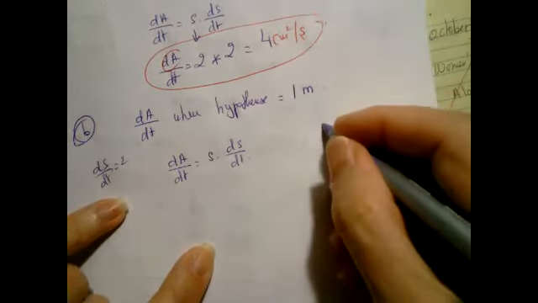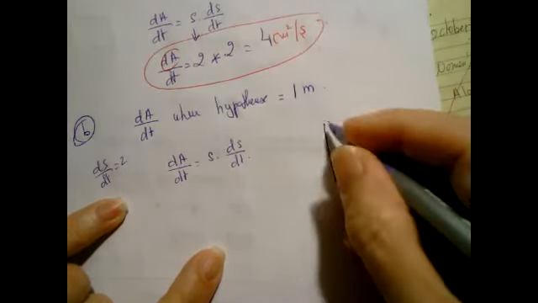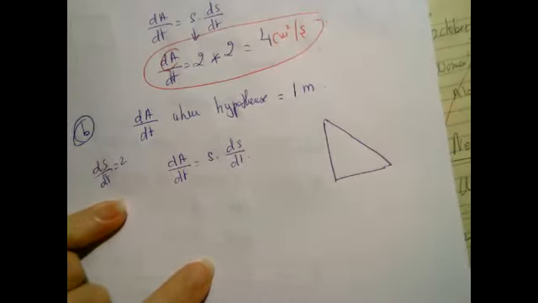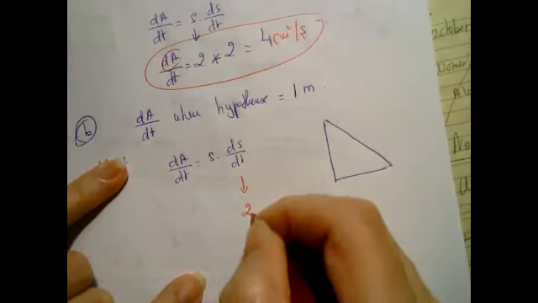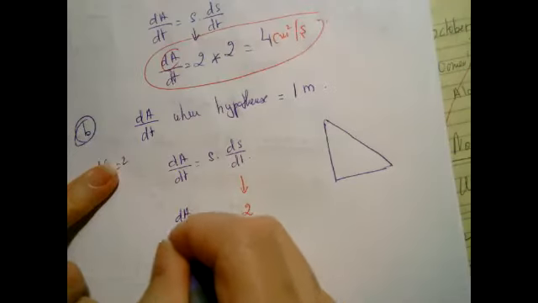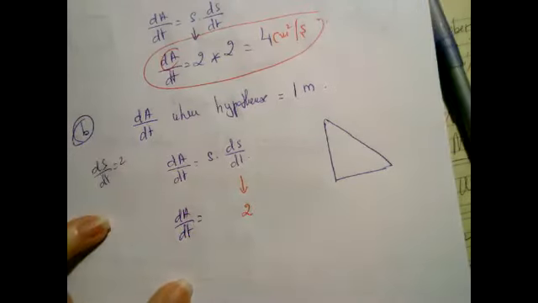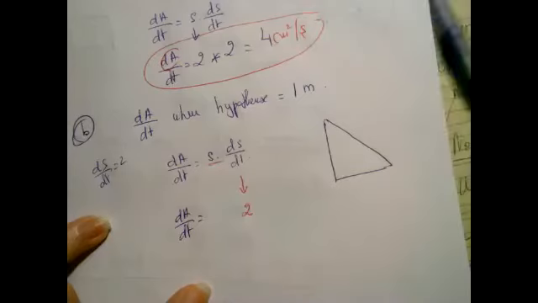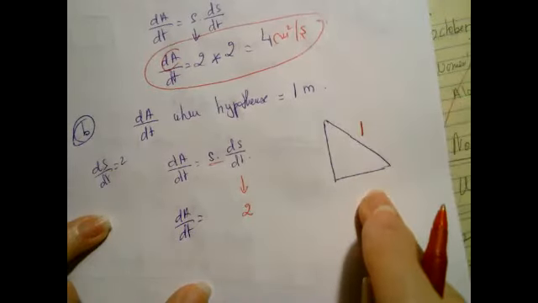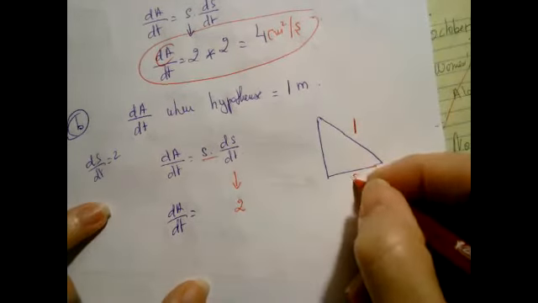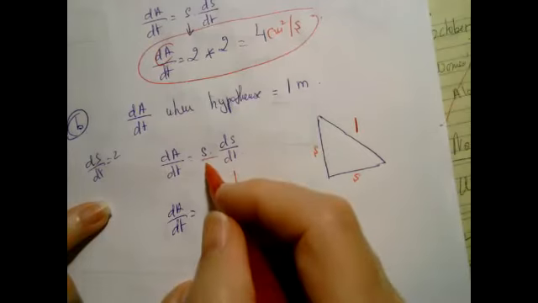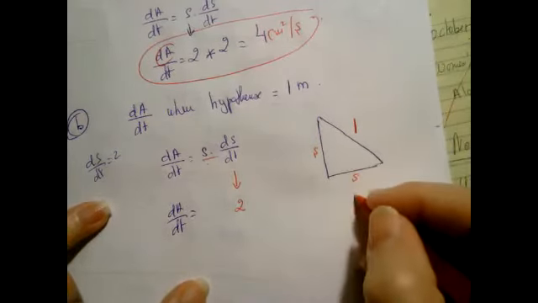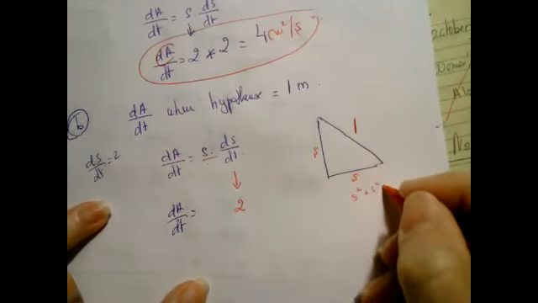So how can I find it? How can I find dA/dt? I know dS/dt, that's 2. dA/dt is what I need to find. It's equal to... I don't know S, but can I find S? If the hypotenuse is 1, can I find S? Yes or no? Yes. How can I find S? Let us remember the Pythagorean theorem. I don't have S in this problem, they want me to find it. What does the Pythagorean theorem tell me? S squared plus S squared equals 1.